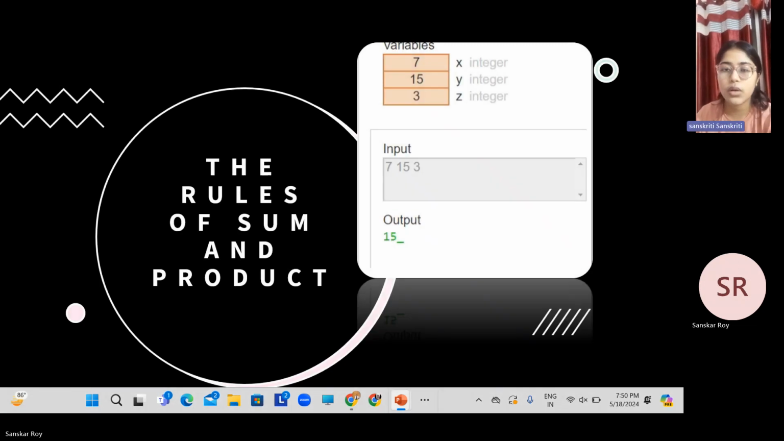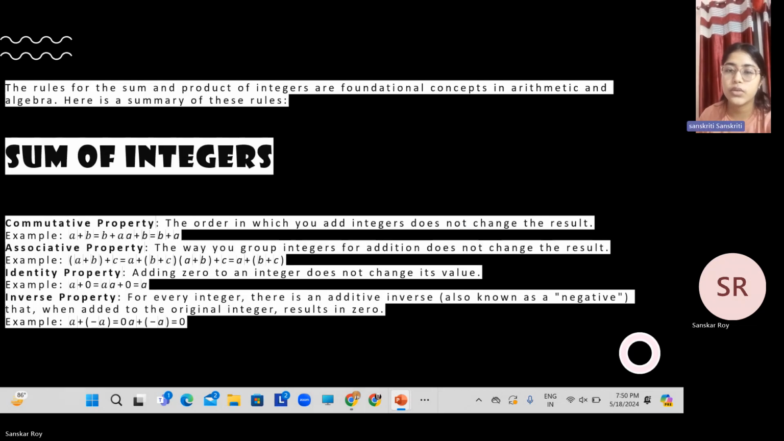So we are going to talk about the rules of sum and product. First of all, sum of integers. Four rules have been defined here. First is commutative property, associative property, identity property, and inverse property. So commutative property means the order in which you add integers and the result will not change. One example has been given: a plus b will be equal to b plus a. We can change their order, it will remain the same.